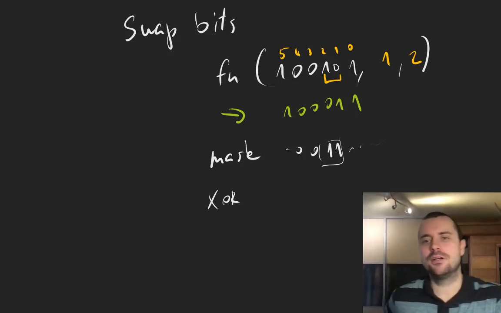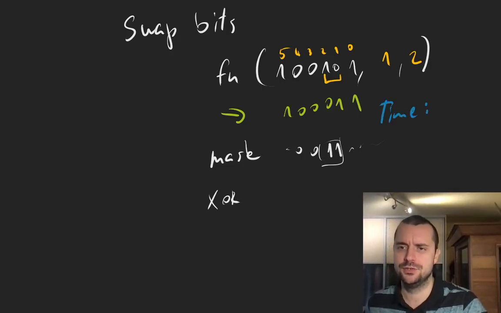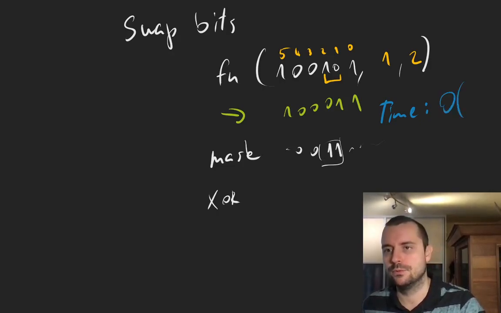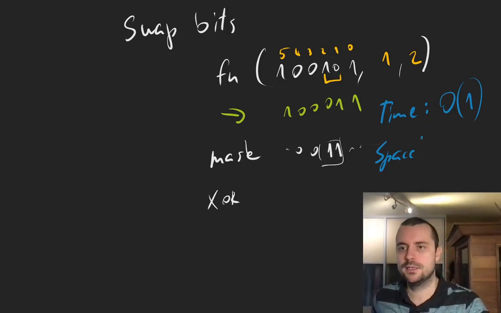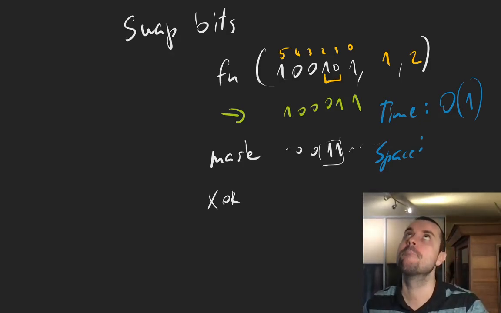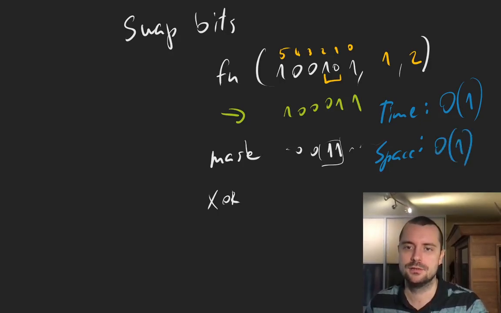So let's talk about time and space complexity. For time, we are basically just doing a few operations, I think 2, or maybe no, 4. It's basically O(1) because we're doing 4 operations. And for space, yeah, it's basically just O(1). We will have just a variable or 2. And that's it. Cool.